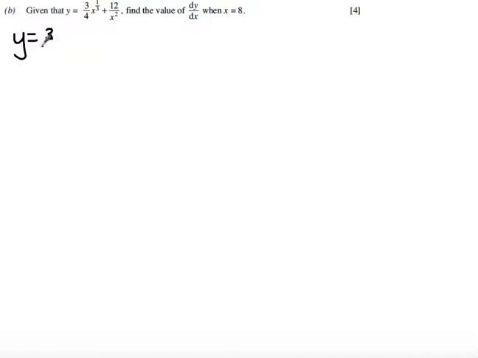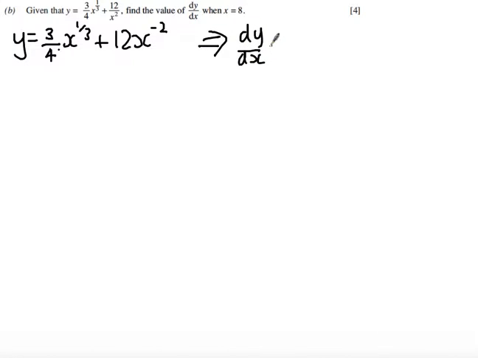So I'm going to have 3/4 x to the third plus 12x to the minus 2. Notice the use of notation so that I can be clear on when I'm differentiating and when I'm just rewriting the expression. So differentiating, I get dy by dx. It's worth perhaps taking a stage to work this out.